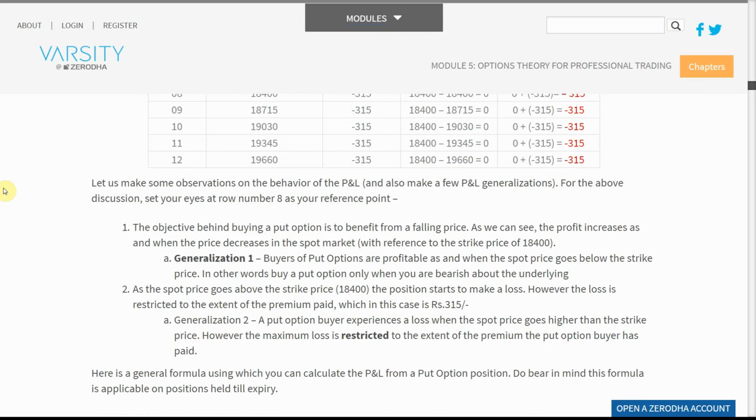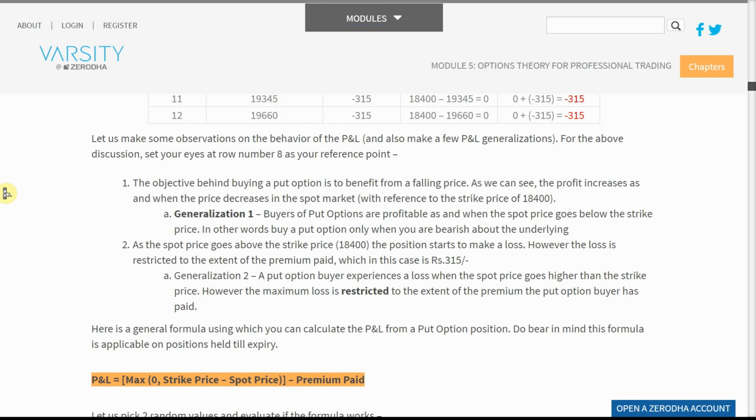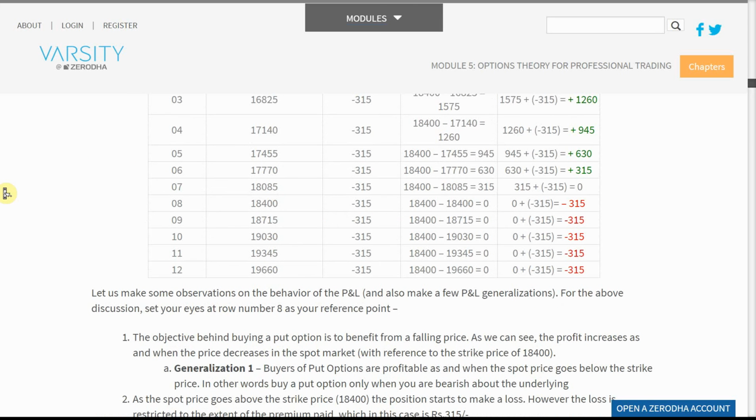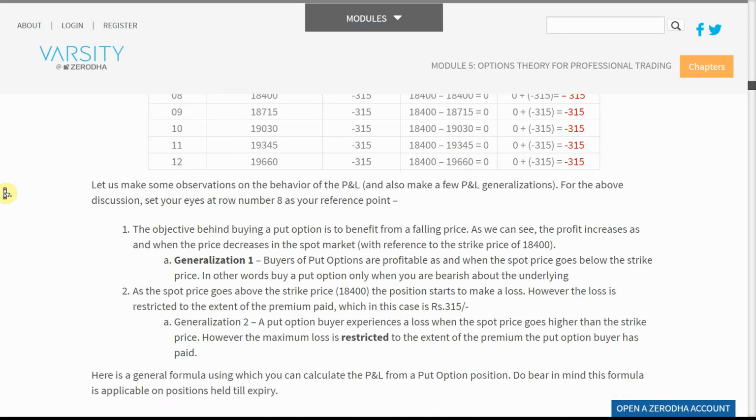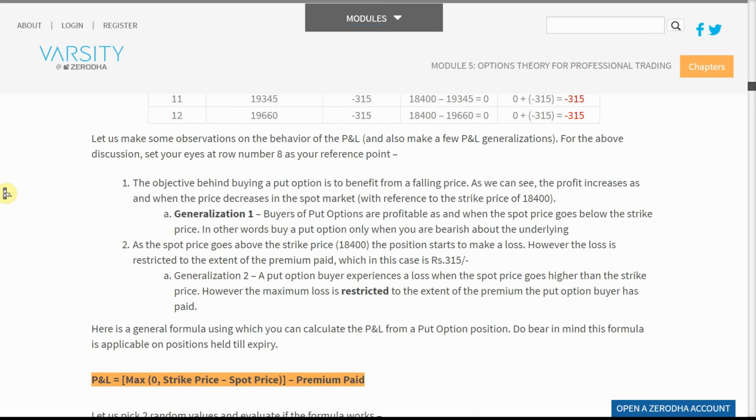Let us make some observations on the behavior of the P&L and also make a few P&L generalizations. For the above discussion, set your eyes at row number 8 as your reference point. The objective behind buying a put option is to benefit from a falling price. As we can see, the profit increases as and when the price decreases in the spot market with reference to the strike price of 18,400.